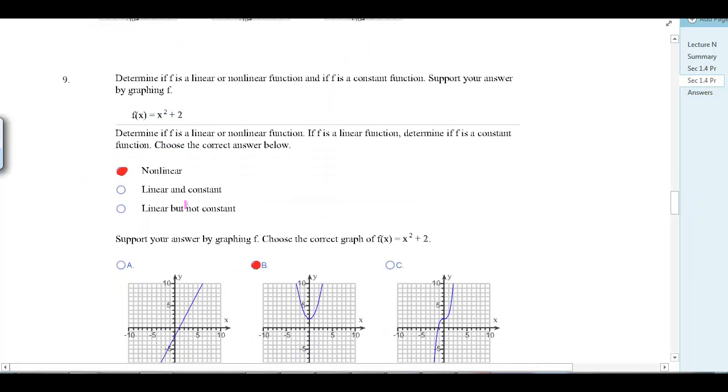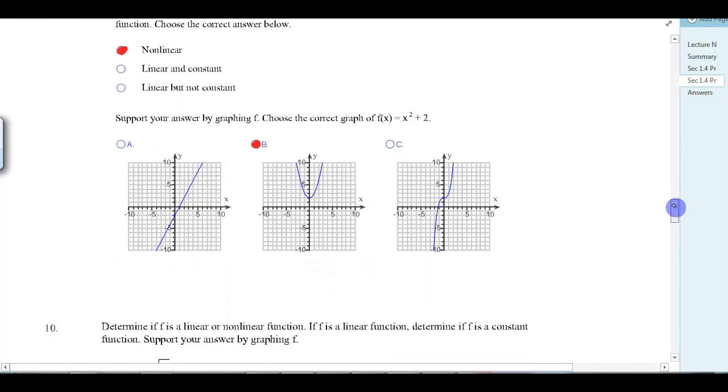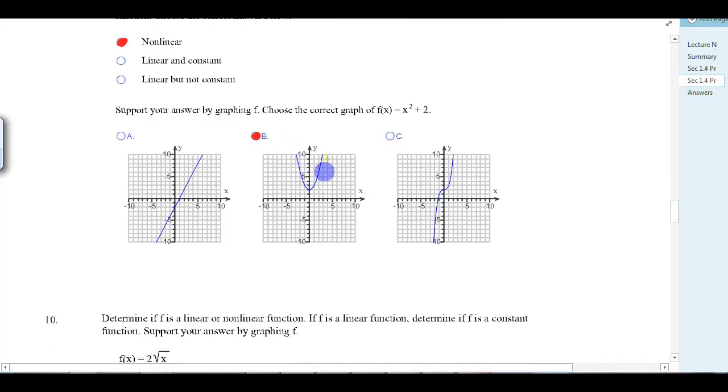On this one, x squared plus 2, remember if you have an exponent that's bigger than 1 on x, you have a nonlinear function. And that would be this parabola right here. x squared is a parabola.